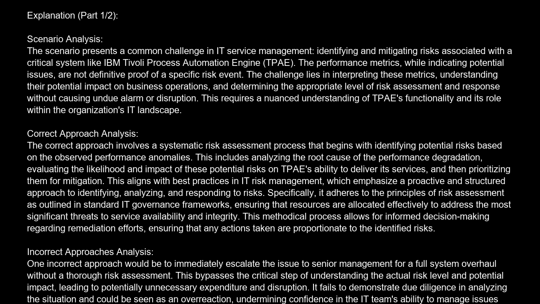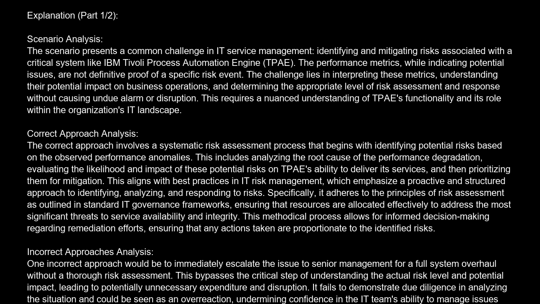Incorrect approaches analysis. One incorrect approach would be to immediately escalate the issue to senior management for a full system overhaul without a thorough risk assessment. This bypasses the critical step of understanding the actual risk level and potential impact, leading to potentially unnecessary expenditure and disruption. It fails to demonstrate due diligence in analyzing the situation and could be seen as an overreaction, undermining confidence in the IT team's ability to manage issues effectively.